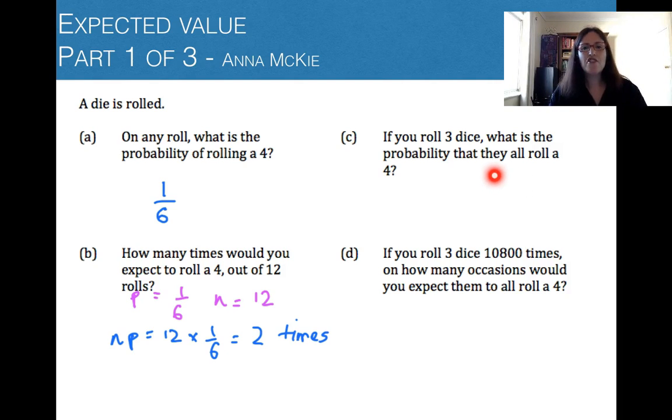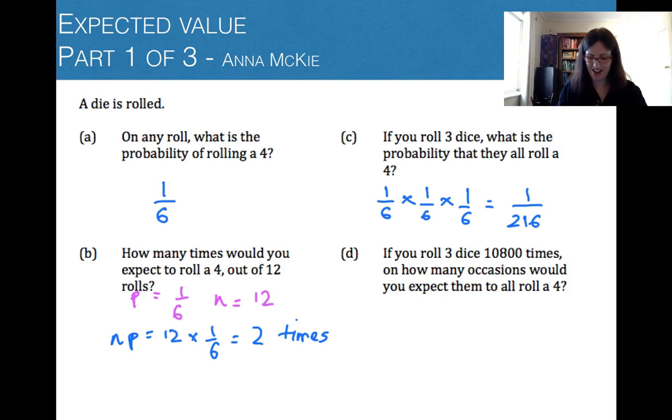Moving on, if you roll 3 dice, what is the probability that they all roll a 4? We know the probability of one 4 is 1/6. We now have to take that into consideration for all 3 dice. So it's 1/6 for the first, 1/6 for the second die, and 1/6 for the third. That gives us a 1 out of 216 chance of getting a 4 on all 3.